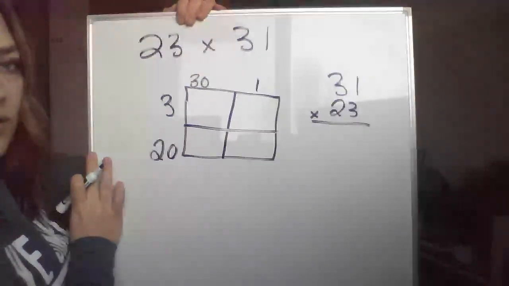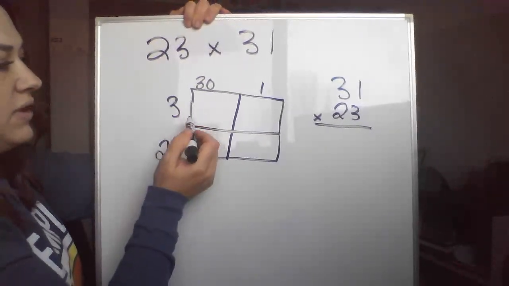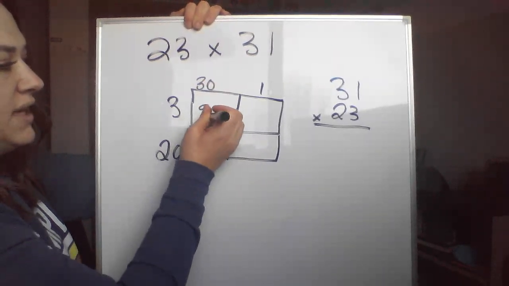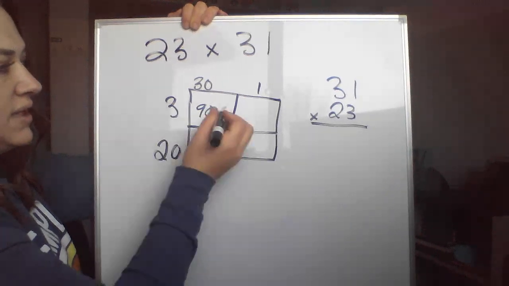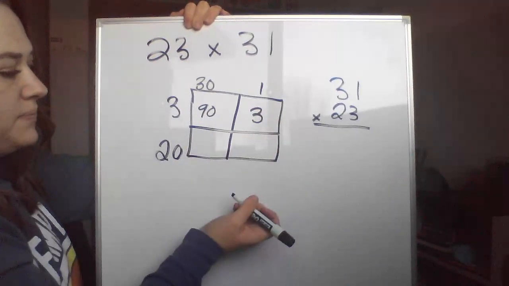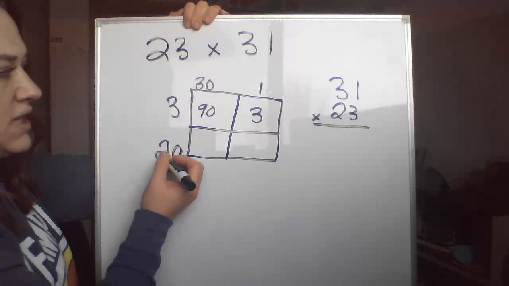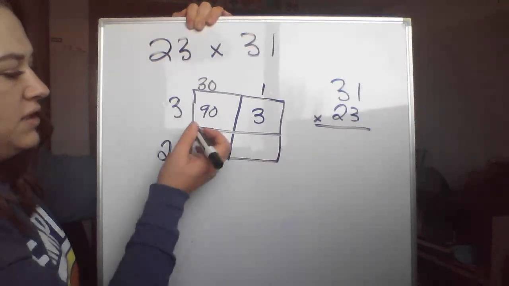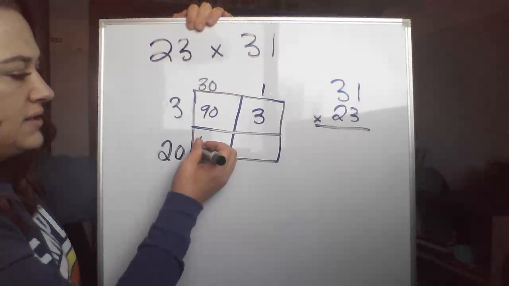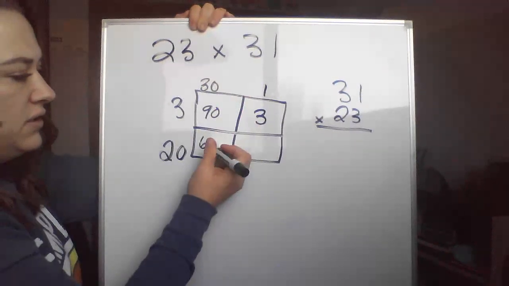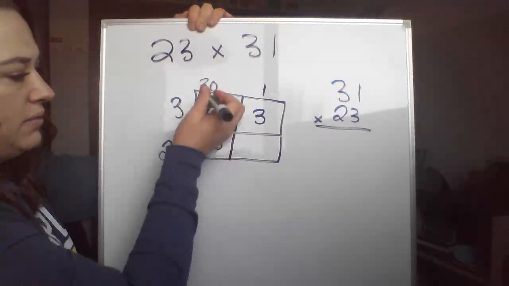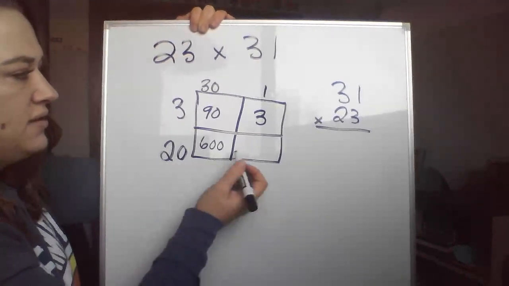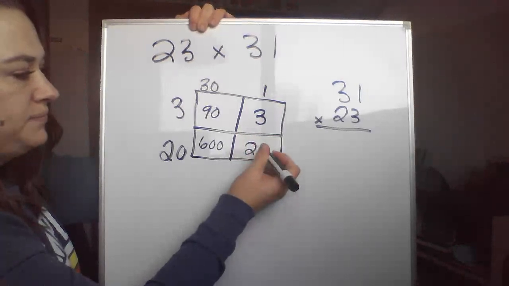Okay, so now we go through our steps. 30 times 3. Well, 3 times 3, I know is 9. Bring my 0 down, 90. 3 times 1 is 3. And then we do the same with our 20. We're going to multiply by 30 and 1. So 20 times 30, 2 times 3 is 6. Add my 2 zeros in. So 20 times 30 is 600. And then we take 20 times 1, which is 20.